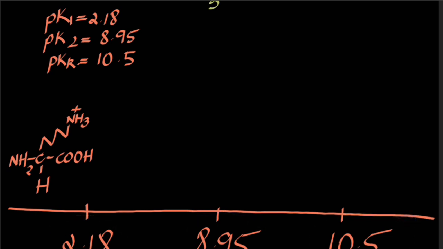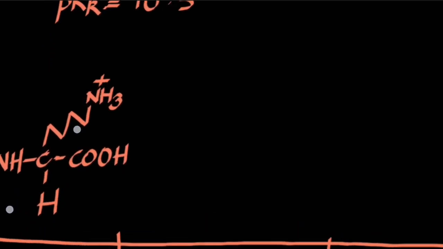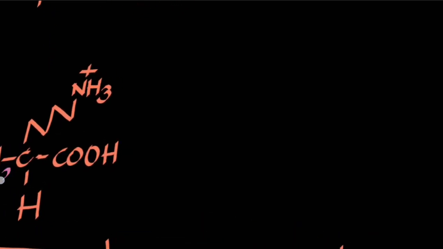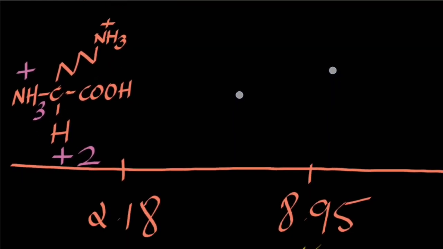So when the pH is below this particular value, this amino group will receive a hydrogen and it will gain a positive charge. So now what is the total charge of this molecule? It's plus 2, right?